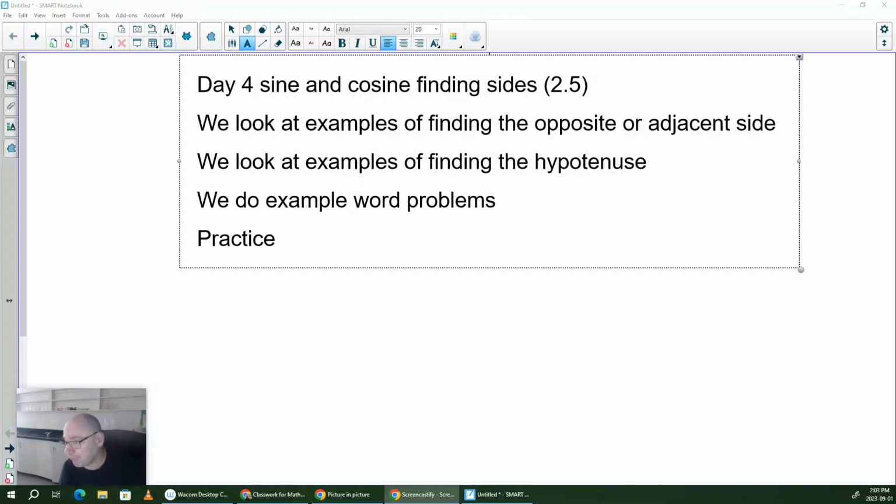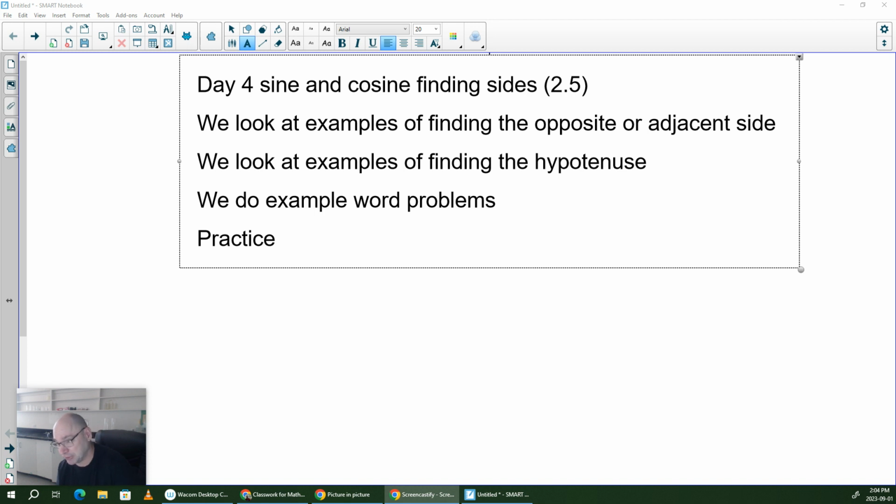We're into day 4 here now, and we're looking at sine and cosine again, but we're going to be looking specifically at finding side lengths, either the opposite side or the adjacent side, depending on if we're going to be looking at a sine ratio or a cosine ratio. And then, of course, the more complex one where we have to get the hypotenuse. So when we're trying to find the hypotenuse, we'll have to get that off the bottom of the equation. And then, of course, we'll do a couple of word problem examples and do some practice.